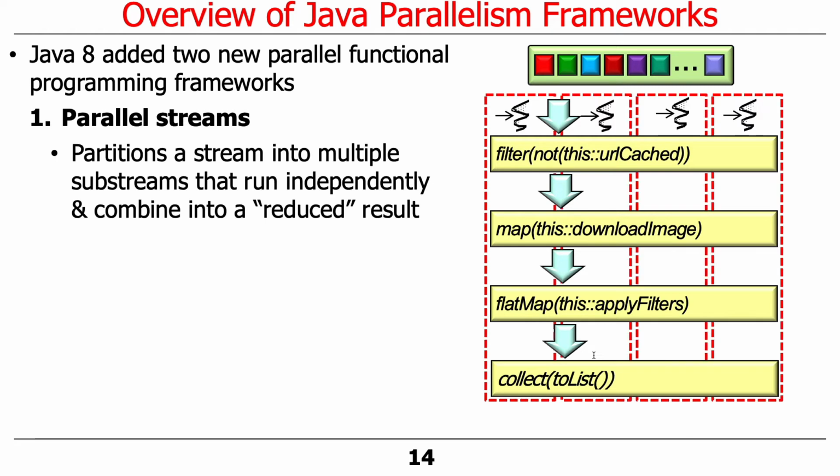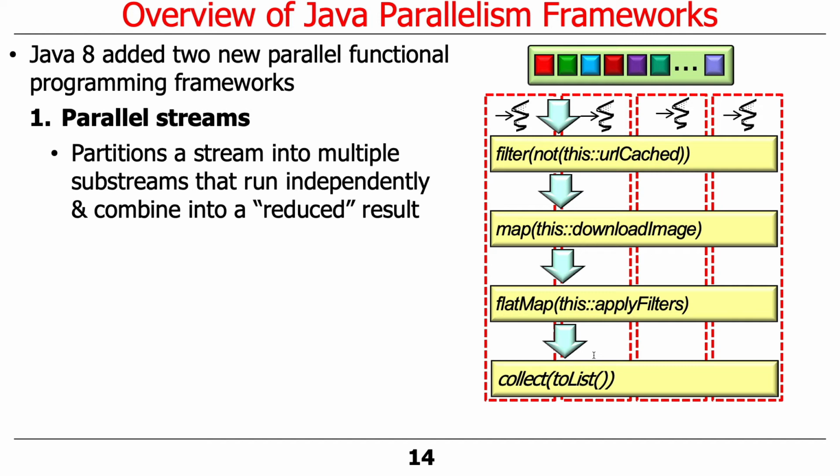So parallel streams are a variant of streams. We'll talk more about streams. It's used to partition streams, which are basically just chains of processing operations that work on data as it traverses through the pipeline of these connected operations. It partitions a stream into multiple substreams that run independently of each other on different threads and can be combined into a reduced result.